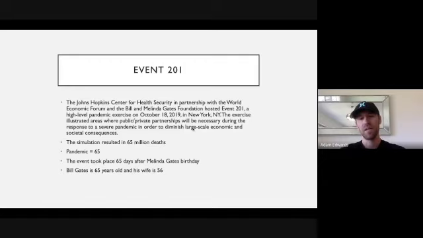So anyway, the simulation resulted in 65 million deaths. The word pandemic equals 65. The event took place 65 days after Melinda Gates' birthday. Bill Gates is currently 65 years old and his wife is 56. Are you kidding me? There's no wonder that these are the faces of coronavirus and global vaccinations, and how Bill Gates says he wants to help us. He's going to make billions if everybody got vaccinated. Billions. He's going to make more money from vaccinations than from the company that he stole, Microsoft.